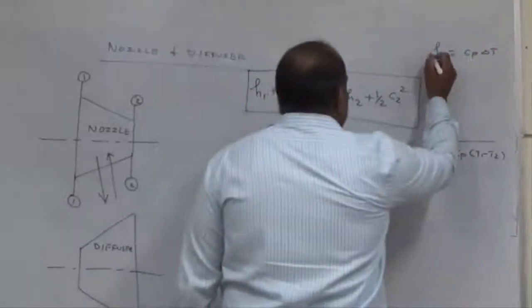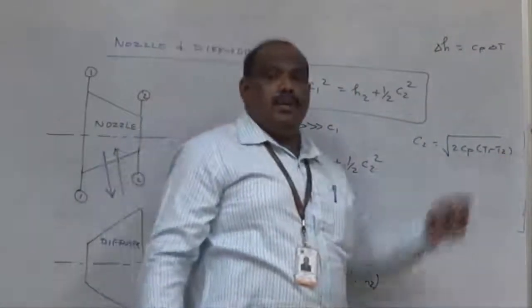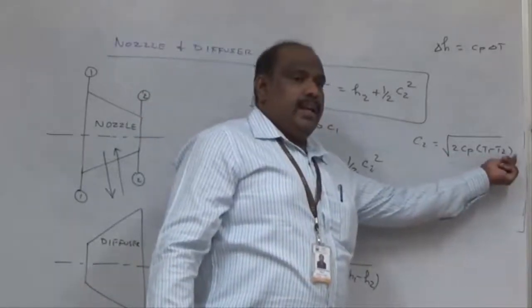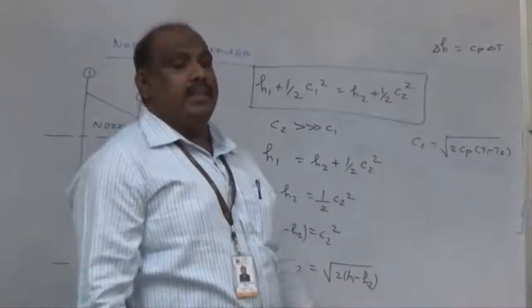You can even put delta H. So here the delta H will be given as 2 Cp into T1 minus T2. So if we know the inlet temperature and the exit temperature, it is possible to find the velocity of the nozzle.